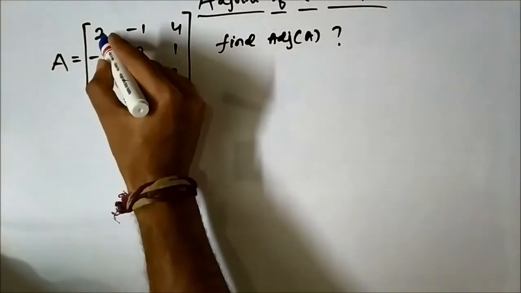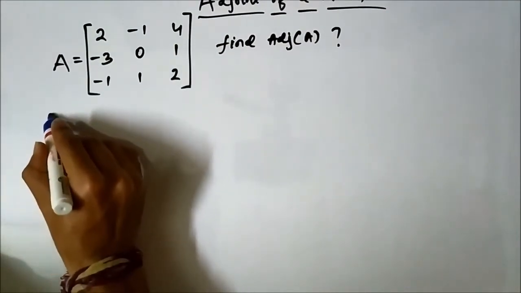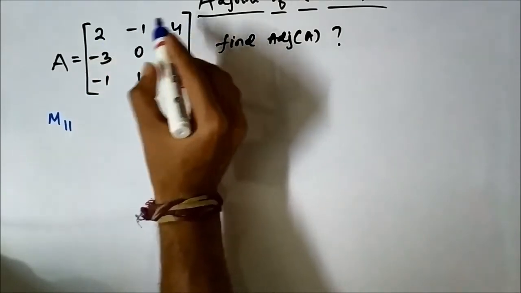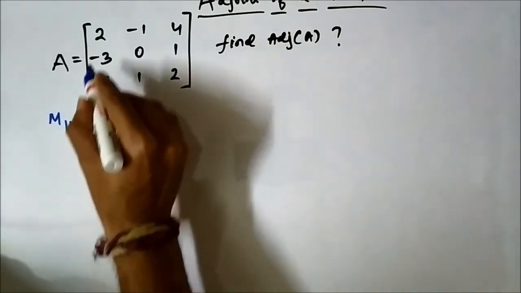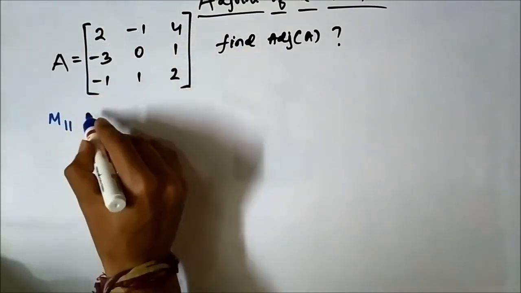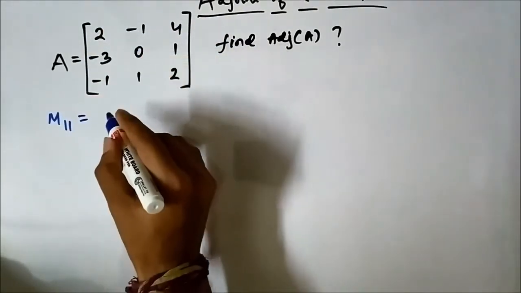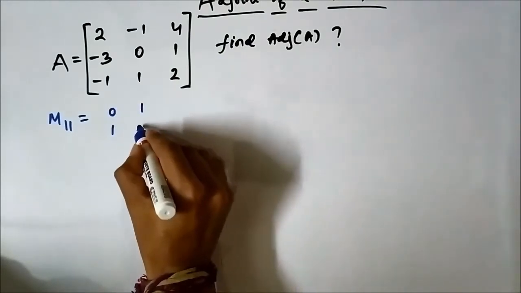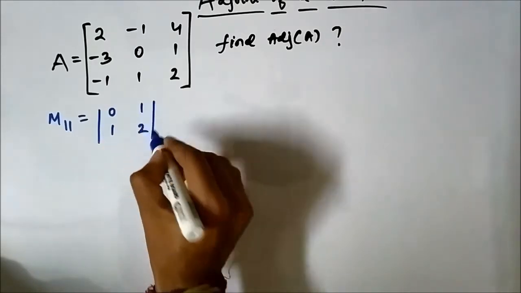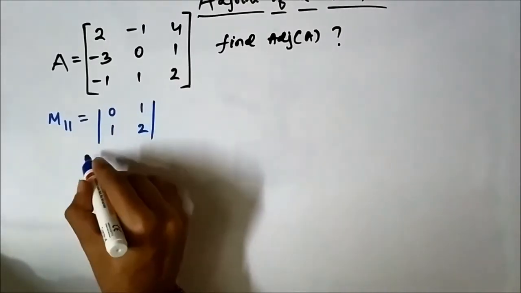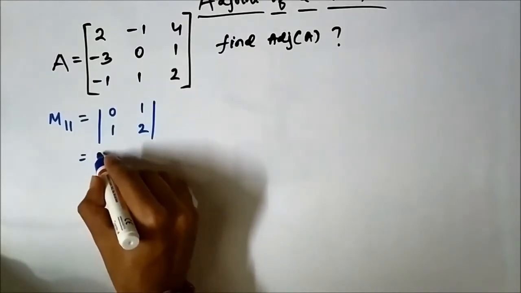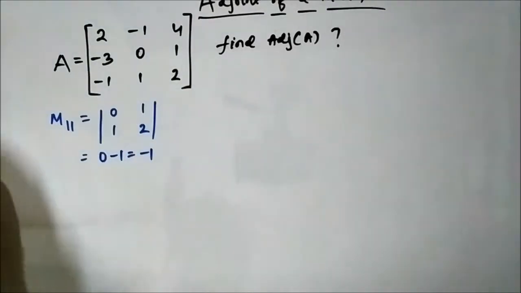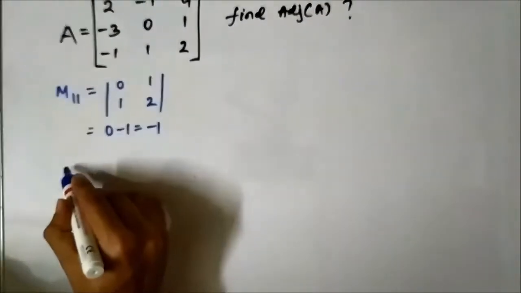So first, M11, the minor of the element which is present at the intersection of the first row and first column. So we have to omit this first row and first column and determine the determinant of the remaining, which is 0, 1, 1, 2, which is equal to 0 minus 1, which is equal to minus 1. So M11 is minus 1.